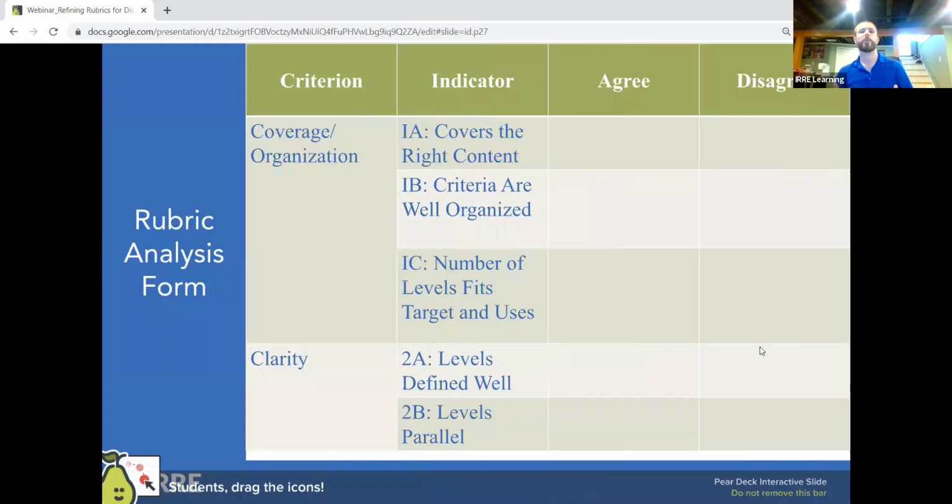So if you think that rubric covered the right content, you'll drag a purple dot there. If you think you disagree, drag a purple dot there. I'll give you a few moments to respond. I'm seeing dots furiously moving around the screen. So as those dots are moving around, once those dots have settled in, I will go ahead and show you some of the results here.